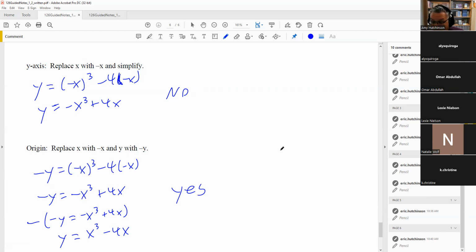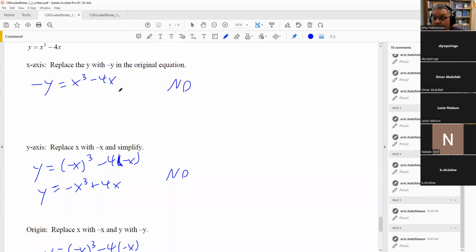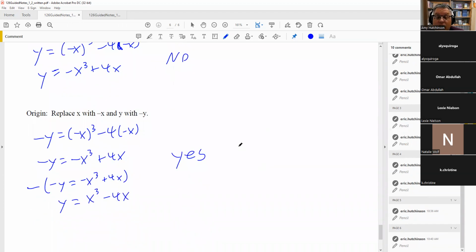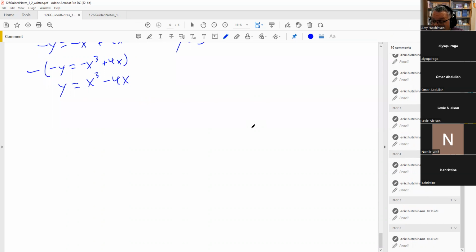Now, it is possible for you to have more than one type of symmetry. If you have something like x squared plus y squared, then you might actually end up getting all three symmetries for that. So you basically just have to show the test for each one, like I did here. The work that I'm showing here would be sufficient to test for symmetry in that case.